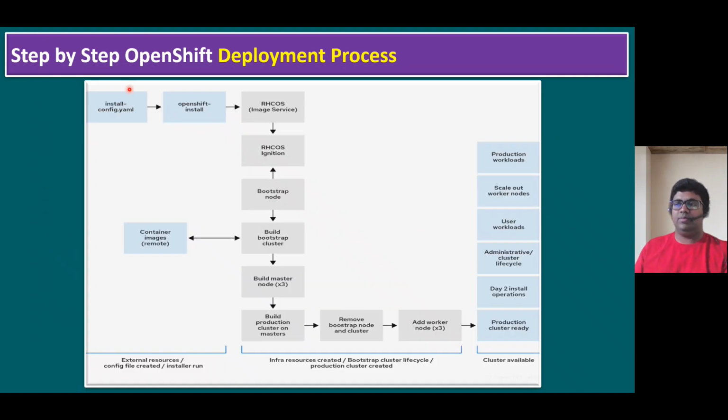If you notice the step-by-step OpenShift deployment process, what we did until now is, first, the install-config YAML file initiated the OpenShift install, and it uses the image services, Red Hat CoreOS. This is only the ignition for the bootstrap node, which builds the bootstrap cluster. It builds the master nodes, three nodes at the initial stage, then builds the production cluster on the masters, removes the bootstrap node and cluster, and adds the worker nodes, three worker nodes. So infra resources are created, bootstrap cluster lifecycle and production cluster created.